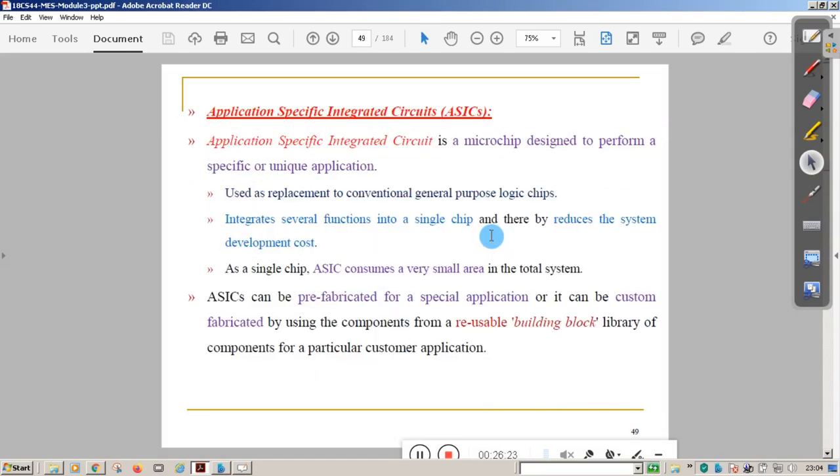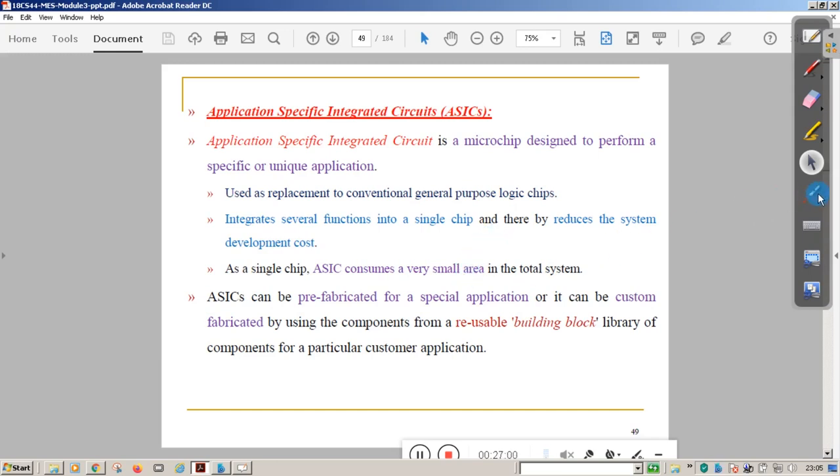Now we'll move to the next component, that is application specific integrated circuit. As I told earlier, application specific integrated circuits are meant for a particular purpose. This chip is designed for a particular application. One thing you need to remember here is that these application specific integrated circuits are proprietary. This is designed for a particular application, a particular design, so it cannot be sold in the open market.